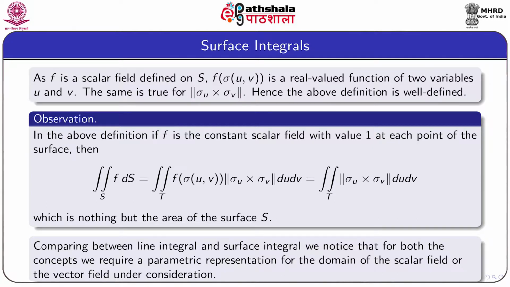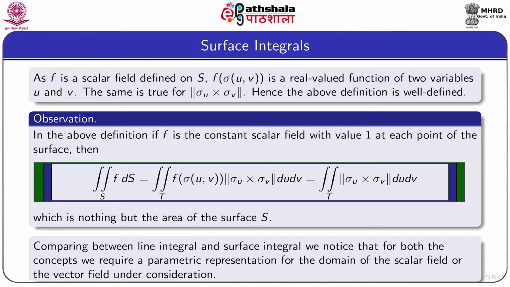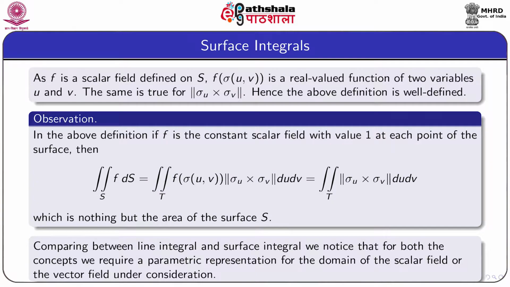Now, some observations. In the above definition, if we consider f to be the constant scalar field with value 1 at each point of the surface, then we have surface integral of f over S equals double integral over T f sigma uv norm of sigma u cross sigma v du dv, and it equals double integral over T norm of sigma u cross sigma v du dv. And we know it is nothing but the area of the surface S.